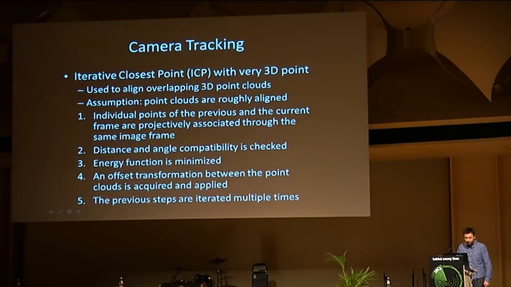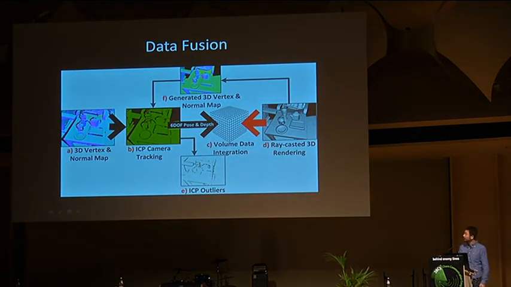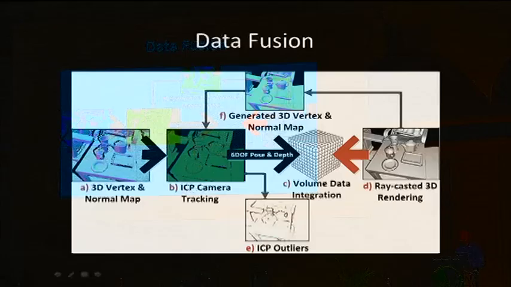So yeah, this was the camera tracking. So the next part is the integration of the data. So now we know when we see a depth image where it belongs to spatially. So we have a relative spatial reference of the current frame to the previous frame. So we can integrate it to a global model.